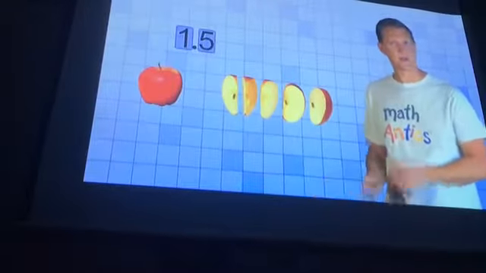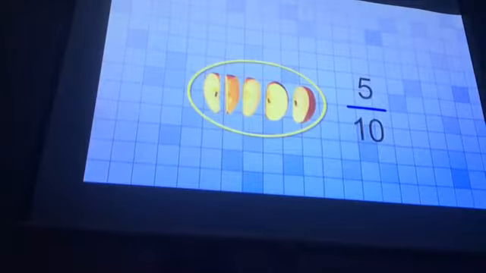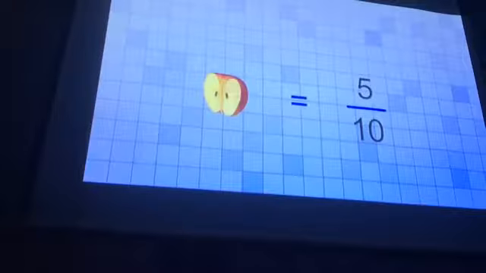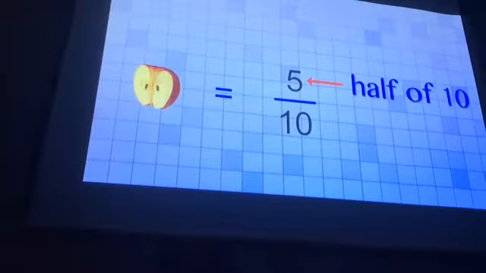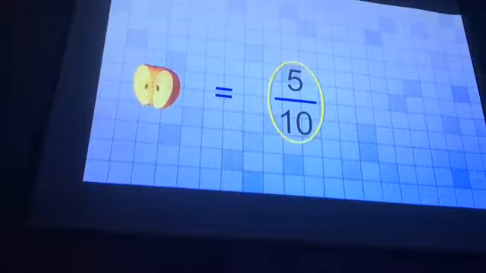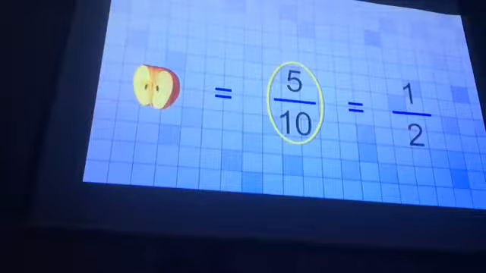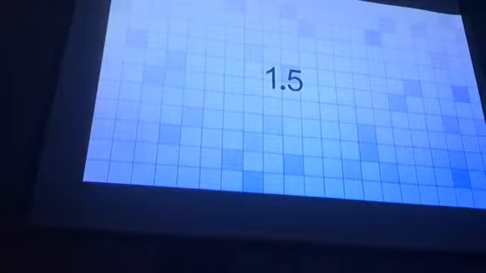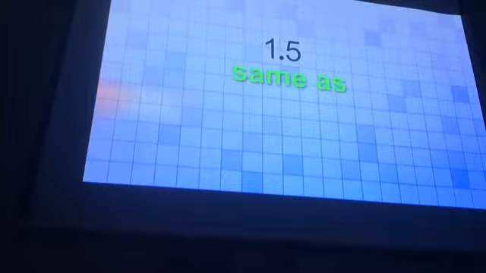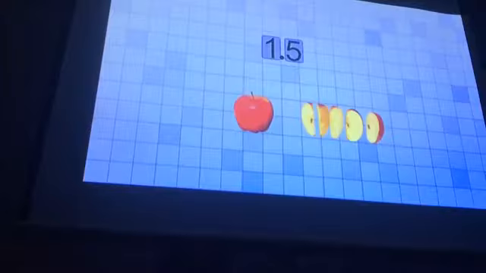Let's pause for a second to notice something important. Do you see that having 5/10 of an apple is the same as having 1/2 of an apple? That's because 5 is exactly half of 10. And the fraction 5 over 10 can be simplified to 1 over 2. That's why having 1.5 apples is the same as having 1 and 1/2 apples. Pretty cool, huh? Anyway, back to counting.